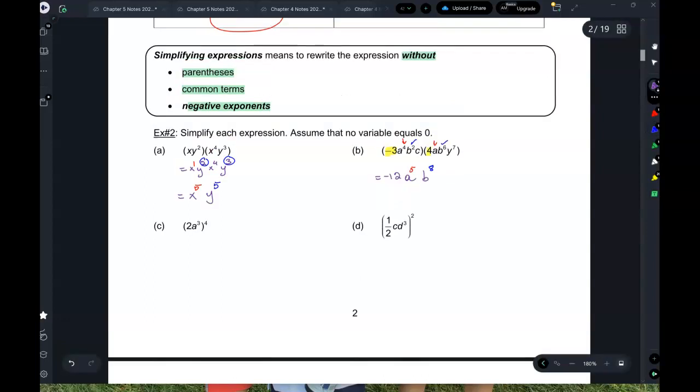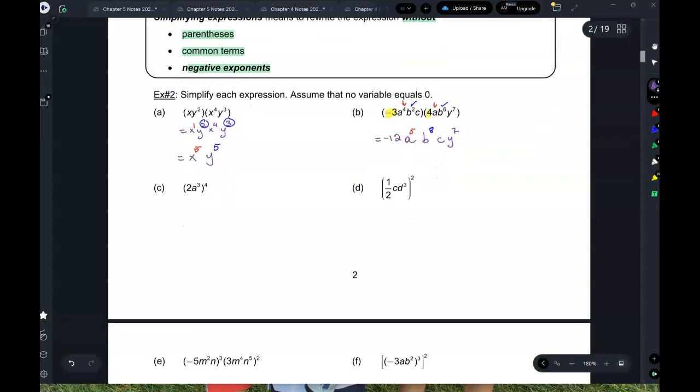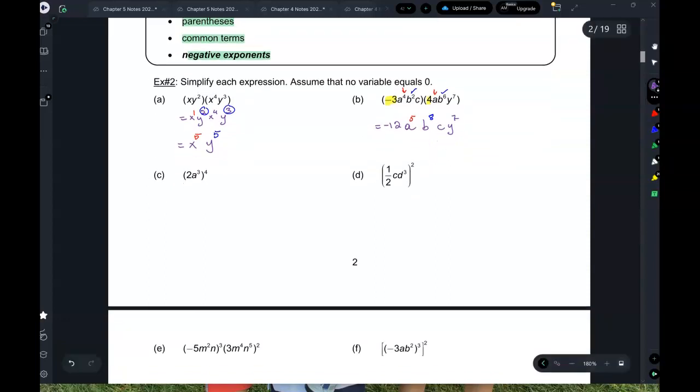And then I have a c. Are there any other c's? No. And I have a y to the 7. Are there any other y's? No. So you just leave them like that. Do you write the degree or does it have to say? It doesn't ask for it.